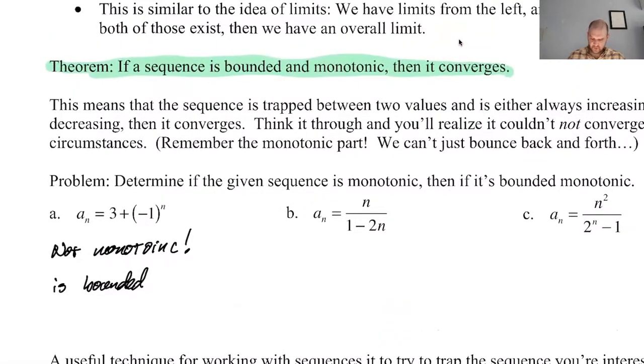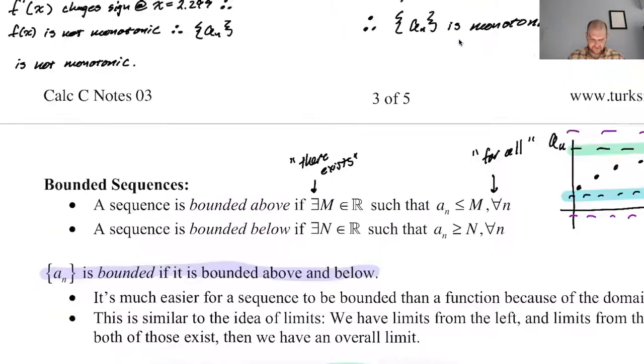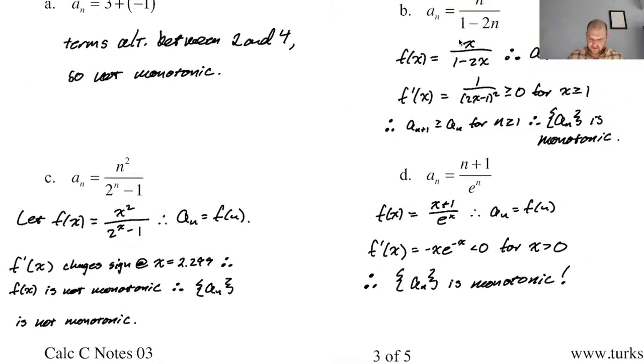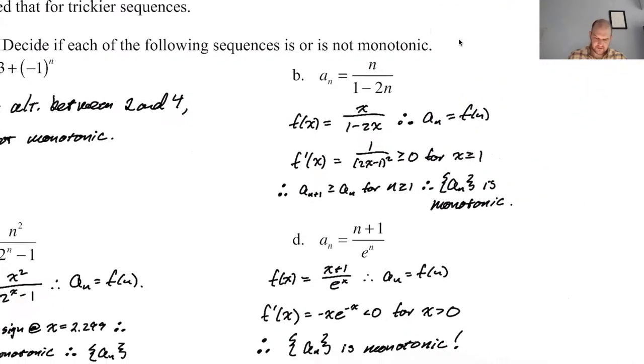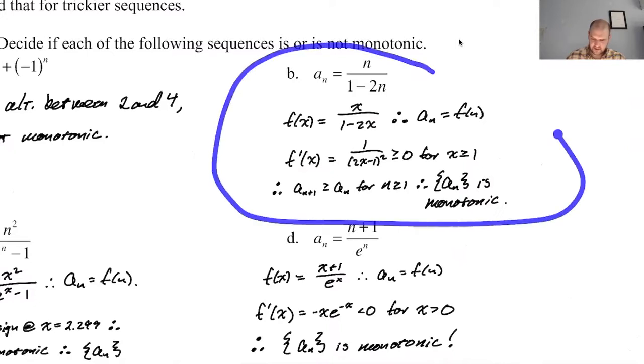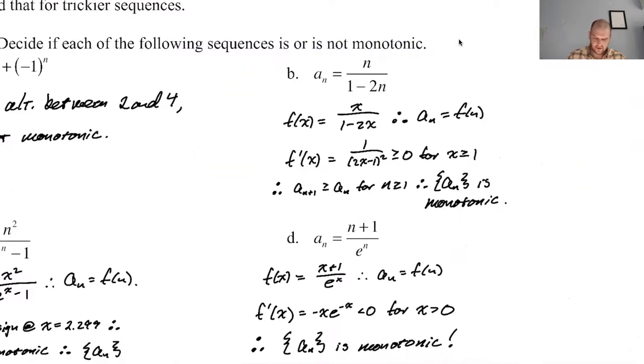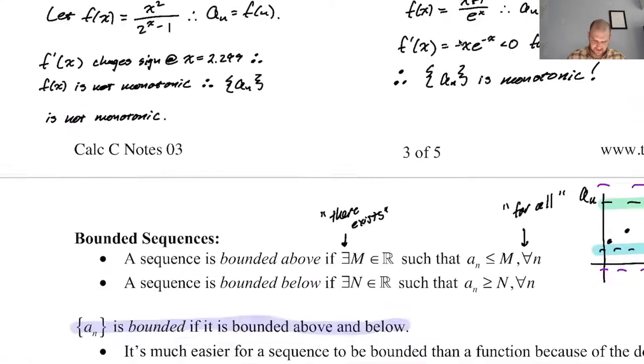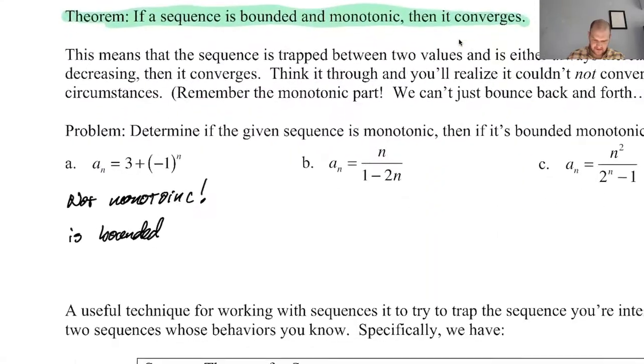Let's see, B. So we have n over 1 minus 2n. Have we used that before? N over, okay, so we did the work, right? From the previous page here, we know that this is in fact monotonic. So I'm going to say it is monotonic.